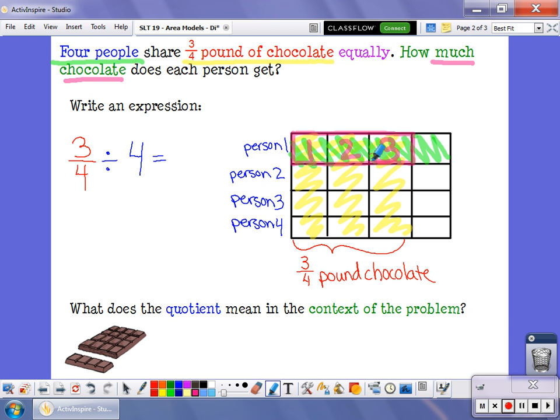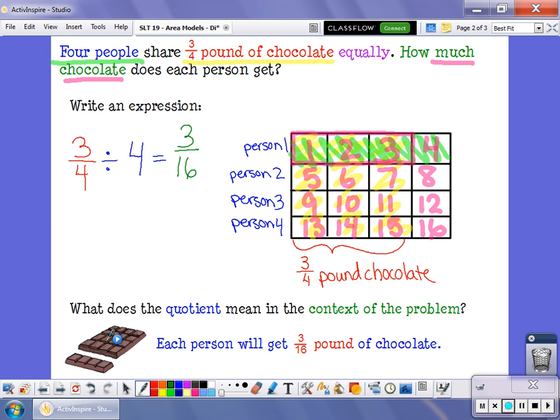So again, each person's going to get to eat 3 pieces. But we need to figure out 3 out of how many? How many pieces were in the original chocolate? So I count up all my pieces, and I see that originally there were 16 pieces in this chocolate. So 3/16. So 3/4 divided by 4 is 3/16, which means each person will get 3/16 of a pound of chocolate.